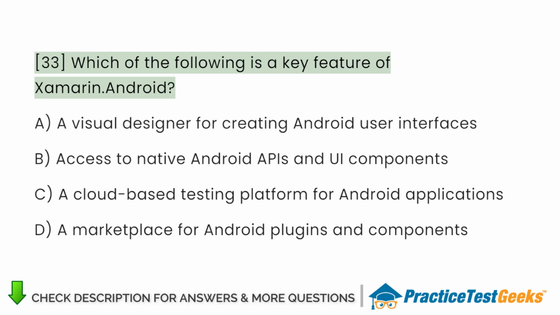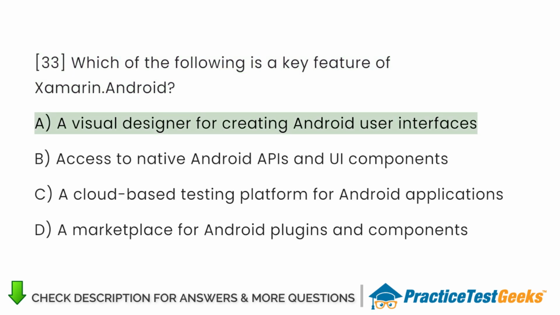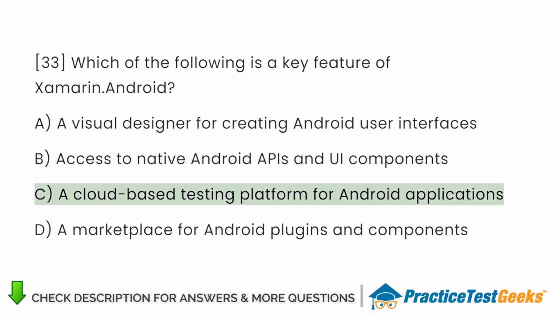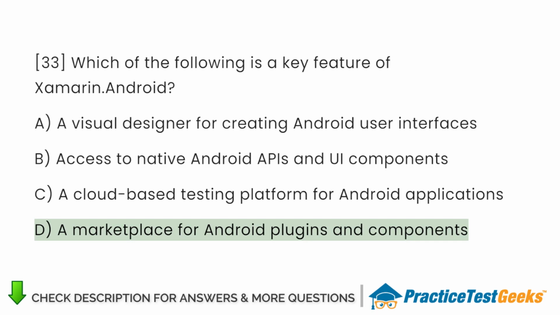Which of the following is a key feature of Xamarin Android? A. A visual designer for creating Android user interfaces. B. Access to native Android APIs and UI components. C. A cloud-based testing platform for Android applications. D. A marketplace for Android plugins and components.